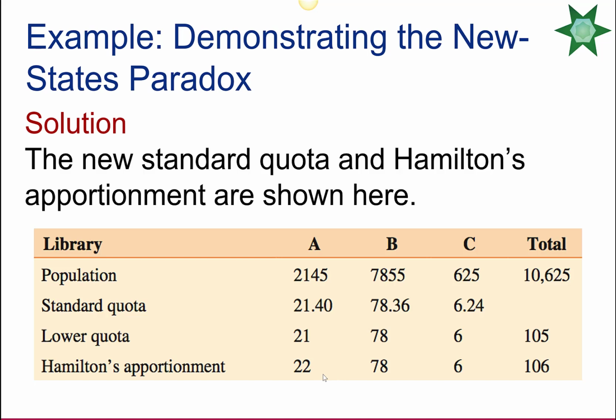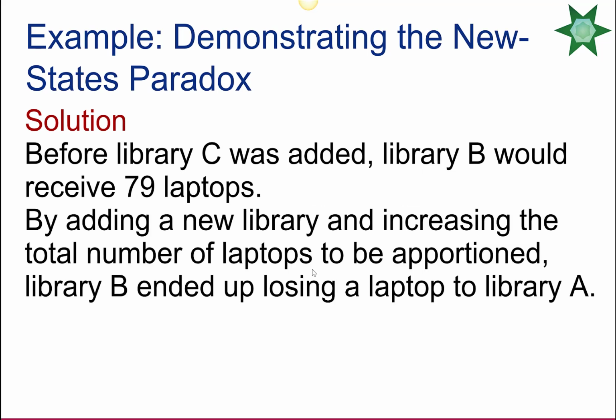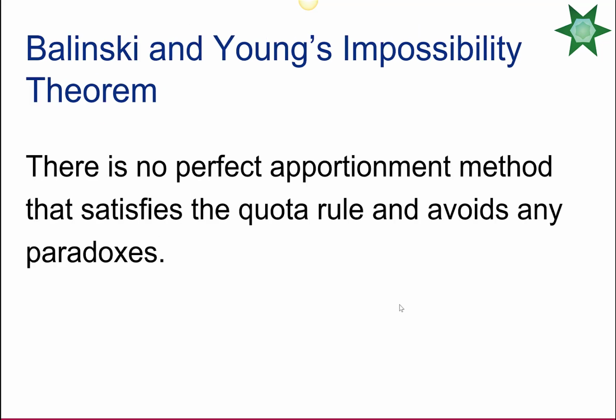Now, if you remember, in the original allocation, before C was added, B would have received 79 laptops, but by adding the new library and increasing the total number of laptops, Library B ended up losing a laptop to Library A. This is a case of the new states paradox.